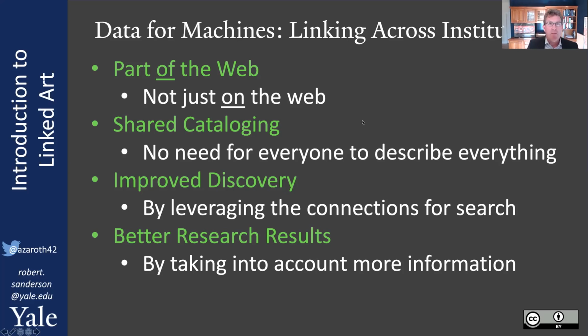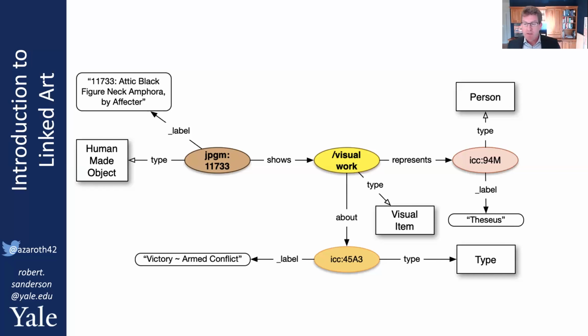It also improves discovery because we have access to a lot more information about each of the entities than any one institution could possibly look after by itself. And this additional information and the connections between institutions give us better research results because we are more confident that this is something that is precise and valuable. So there's a couple of ways that this could be done.